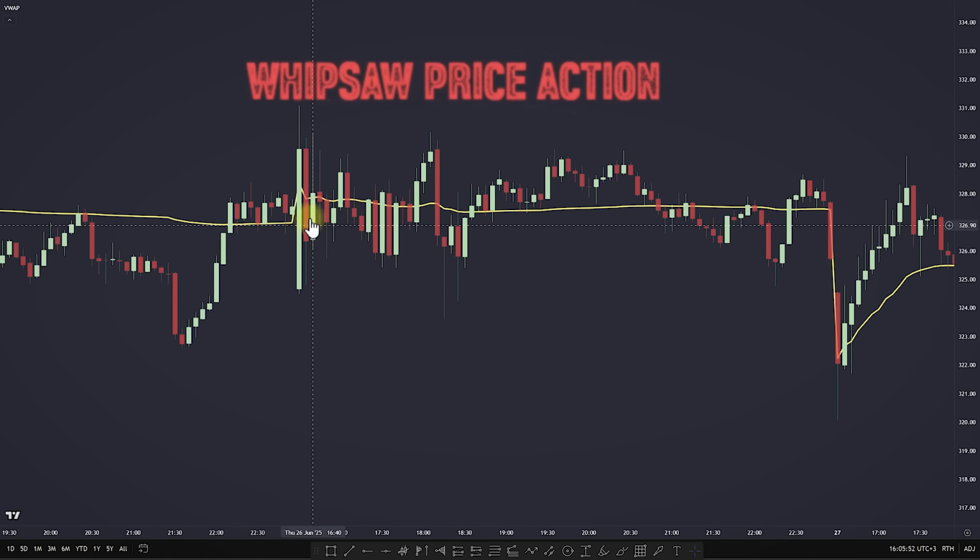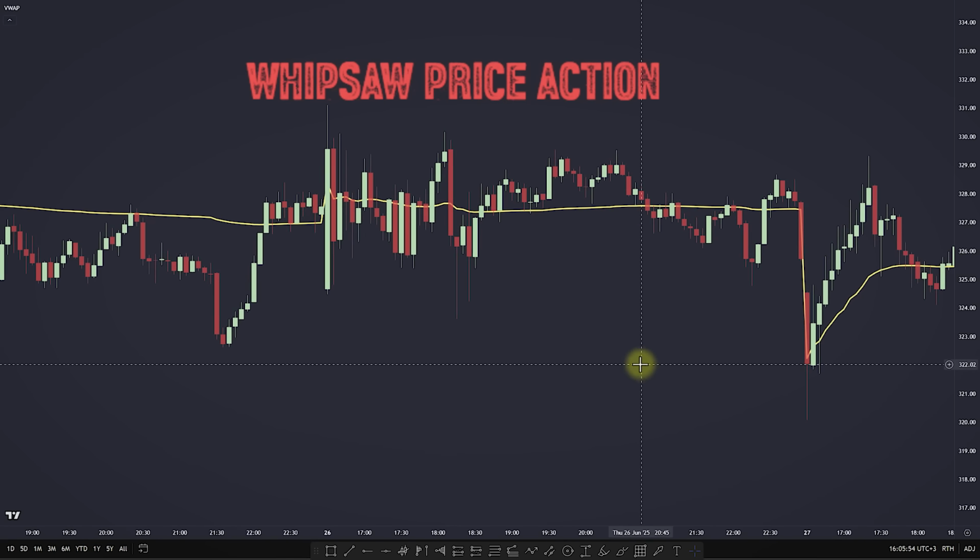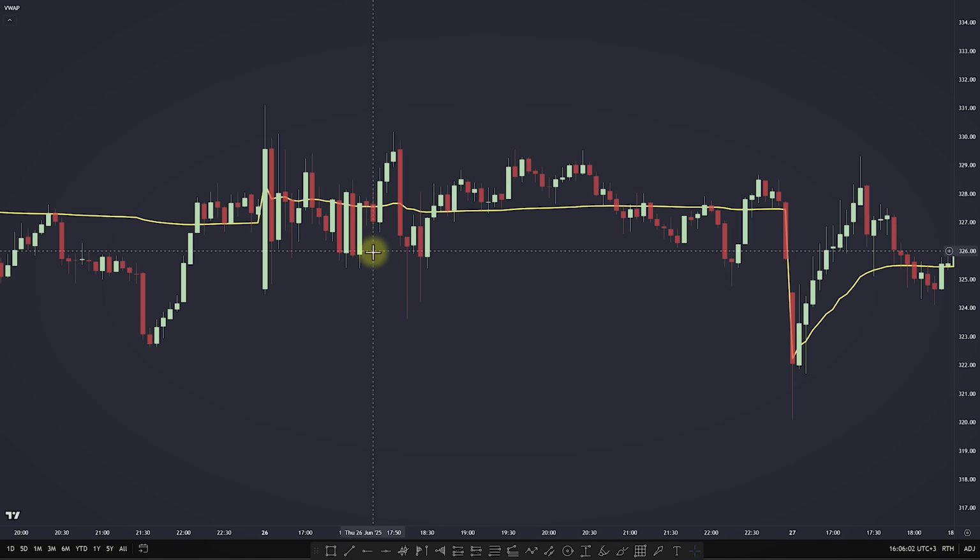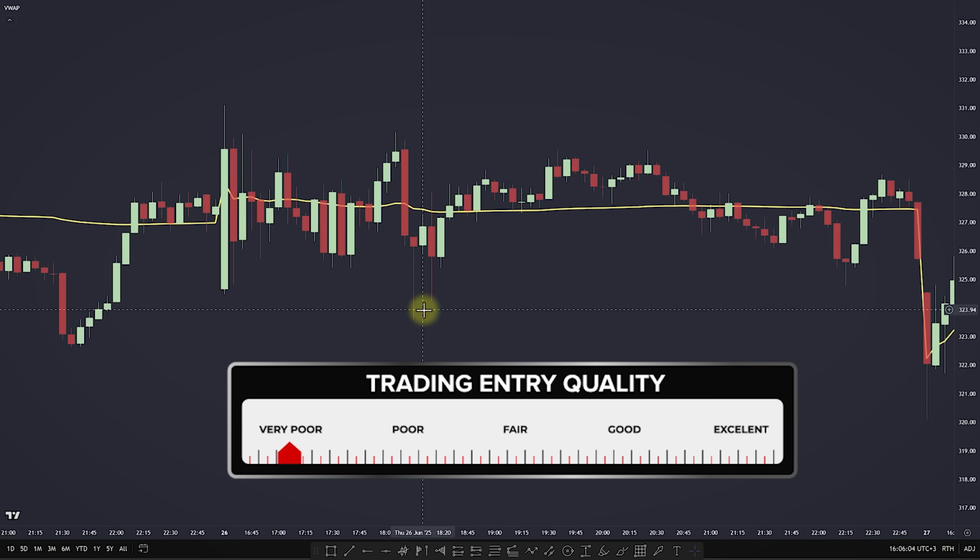The whipsaw problem destroys more accounts than anything. Price crosses VWAP 15 times in an hour, triggering both longs and shorts. Each cross looks valid, but immediately reverses. The key is recognizing the choppy price action and wider bands that signal a whipsaw environment.